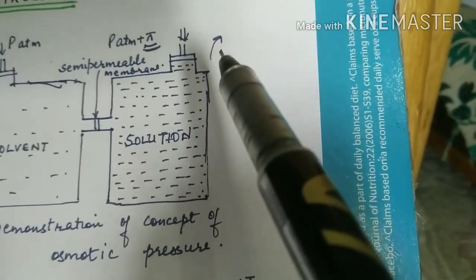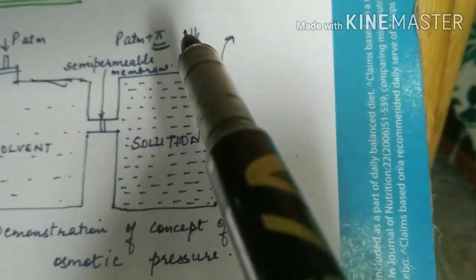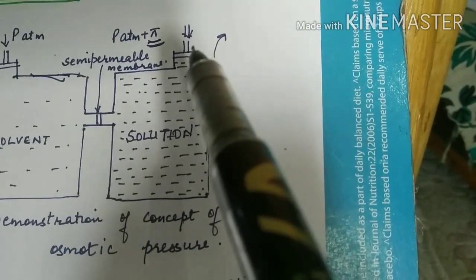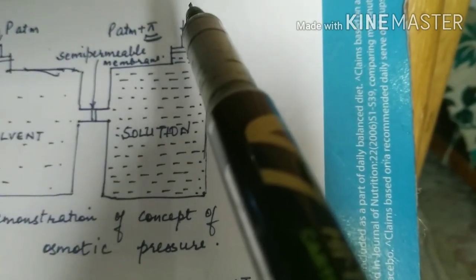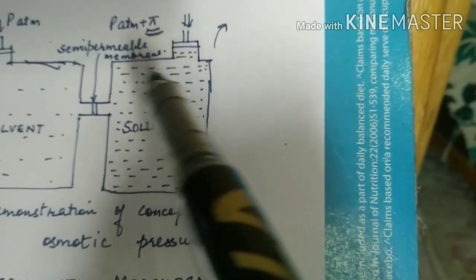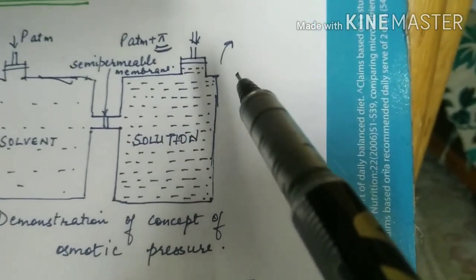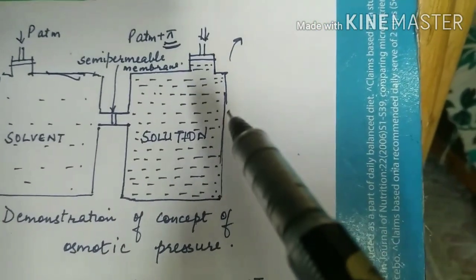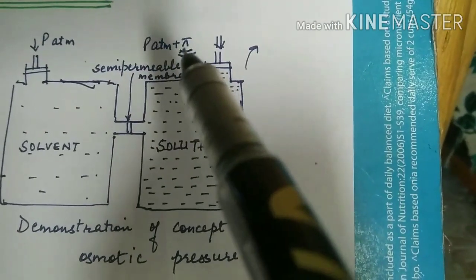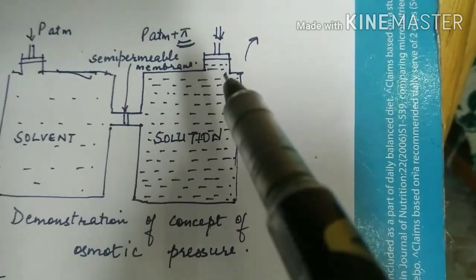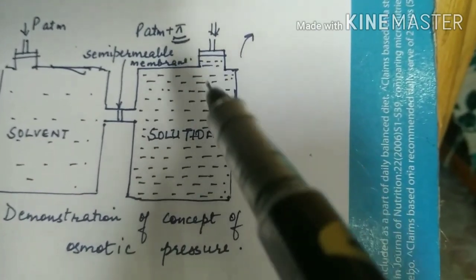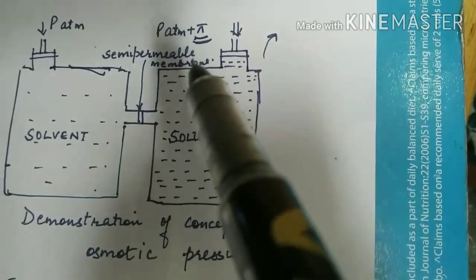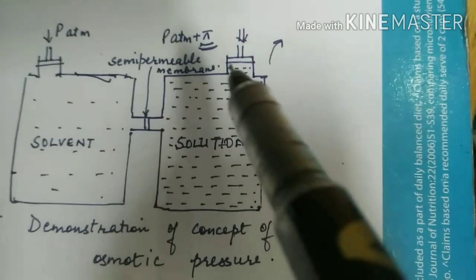Now we will apply some extra pressure pi on this piston, so that this pressure exactly balances the movement of water outside the vessel. So whatever pressure we have applied to exactly balance the outward movement of water because of osmosis, that will be called osmotic pressure.